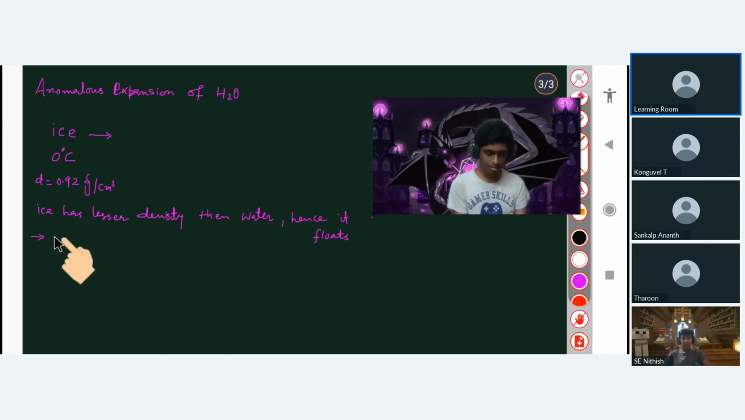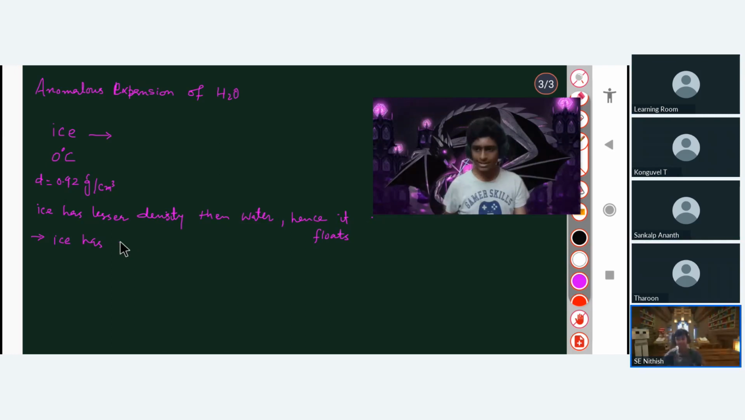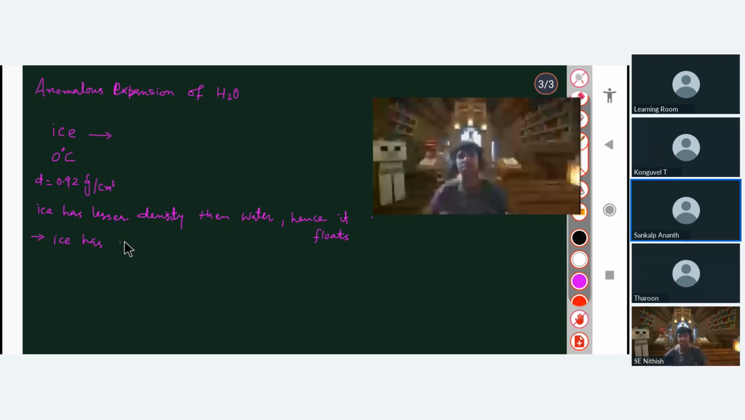Sir, it is because of the fact that when water gets cooled, its mass will decrease. I mean, it will contract, sir. But no, ice expands. Ice expands, and its density is lower. Sir, it contracts. Actually, ice expands.